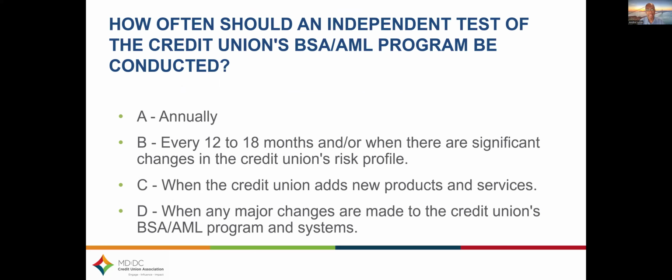Oh, we've got another quiz. How often should the independent test of the credit union's BSA AML program be conducted? Is it annually, every 12 to 18 months, or when there's a significant change in the risk profile, when the credit union adds new products or services, or when major changes are made to the credit union's BSA AML program and system? 30 seconds.